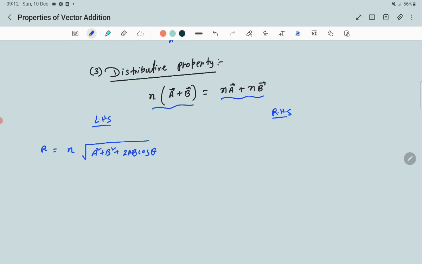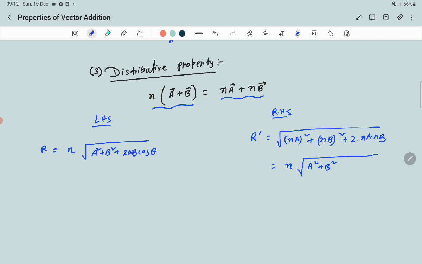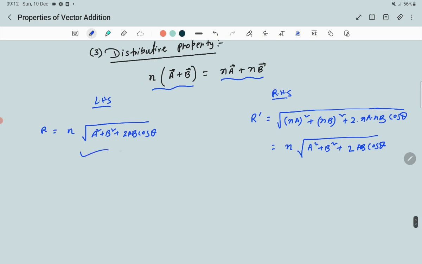the square root of a square plus b square plus 2ab cos theta. Similarly, on the right hand side you have r dash, and that will be the square root of na whole square plus nb whole square plus 2 multiplied by na multiplied by nb cos theta, and that is the same. If you take n square common, then it will be n outside, so it will be a square plus b square plus 2ab cos theta. Now you can see that this r and r dash are the same. So the magnitude is the same.